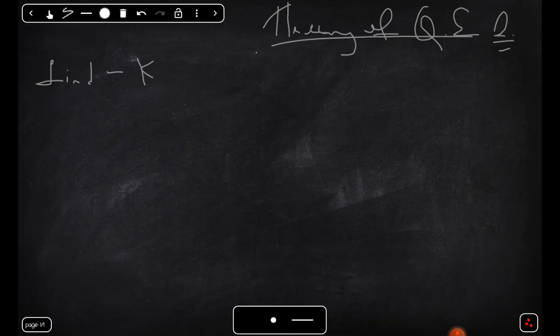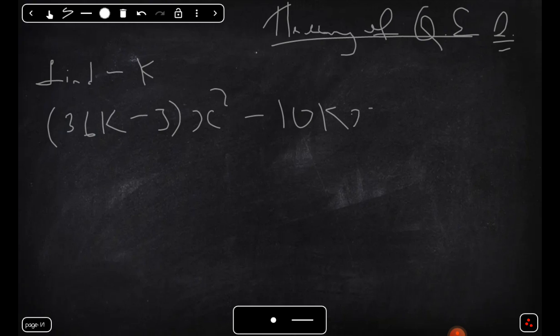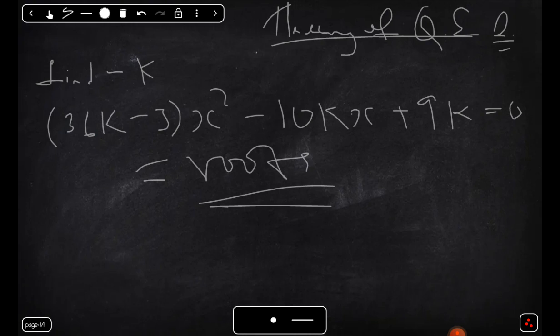Find the value of k if the equation is (36k minus 3)x squared minus 10kx plus 9k equal to 0, assuming that the roots are equal roots. I want to see your solution in the comment section below.